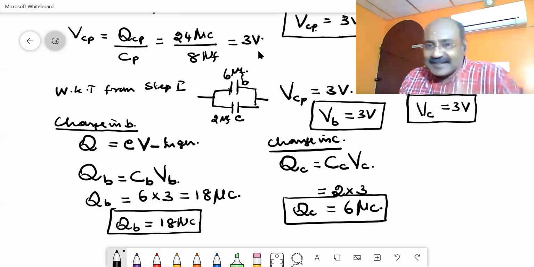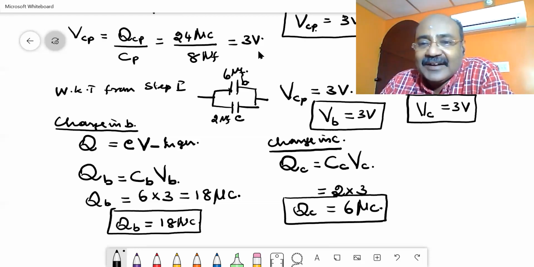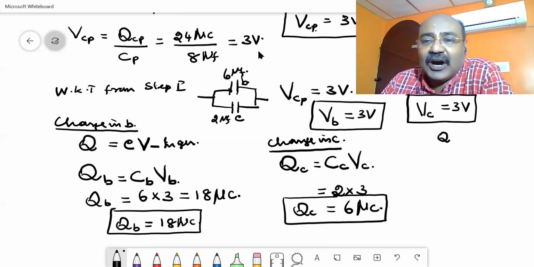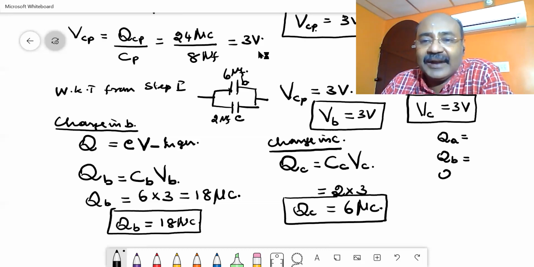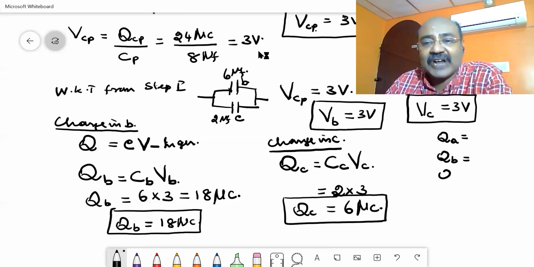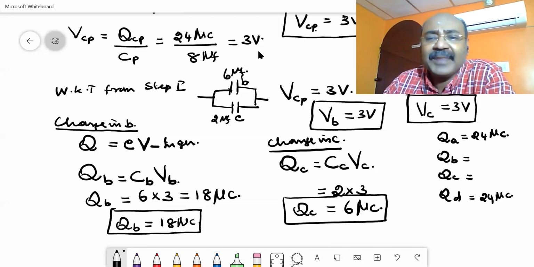So let us summarize what we have calculated. Charge of A, charge of B, charge of C, charge of D we have calculated. Charge of A is given as 24 microcoulomb, charge of D is also 24 microcoulomb. Charge of B is calculated as 18 microcoulomb and charge of C is calculated as 6 microcoulomb.